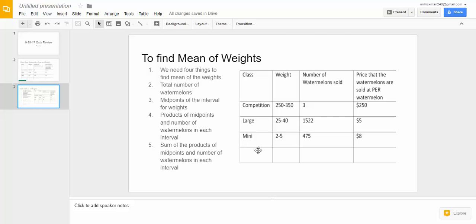So if we take a look, okay, we need to basically do four things to find the weight of the melons. We need to first find out the total number of watermelons. If you add these together, you're going to get 2,000. Okay, after we know the total number of watermelons, we need to find the midpoint of the intervals for the weight. Okay, we're going to do that, but all you really have to do is add these together and divide by 2, add these together and divide by 2, add these together and divide by 2.